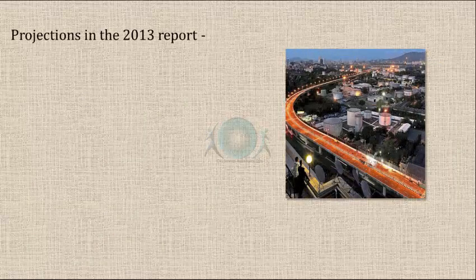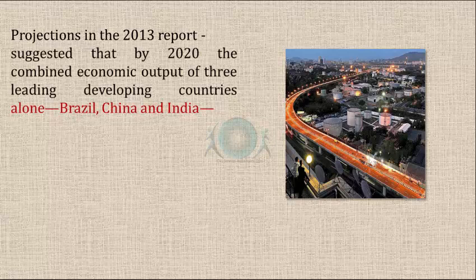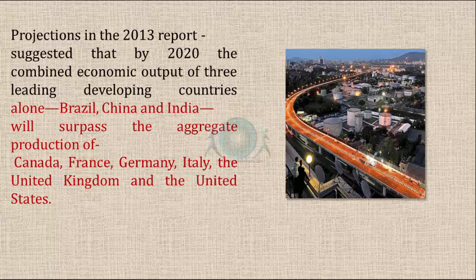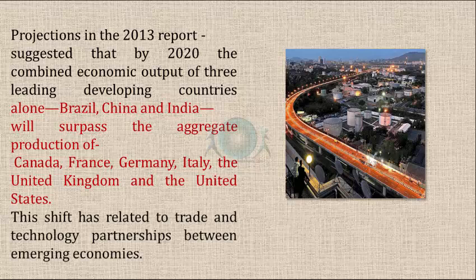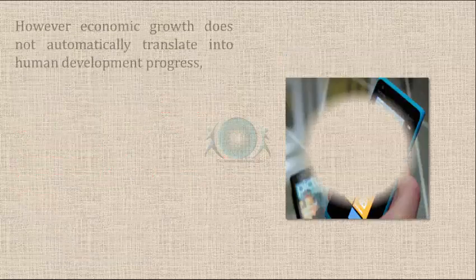Now, projections in the 2013 report of the HDI suggested that by 2020 the combined economic output of three leading developing countries alone, that is Brazil, China and India, will surpass the aggregate production of Canada, France, Germany, Italy, the United Kingdom and the United States, which are the developed countries presently. This shift has been related to trade and technology partnerships between emerging economies.